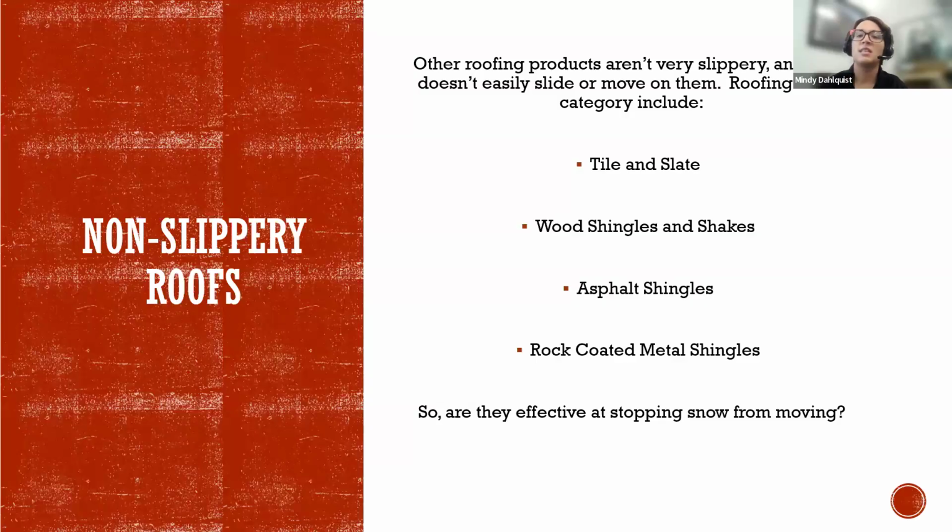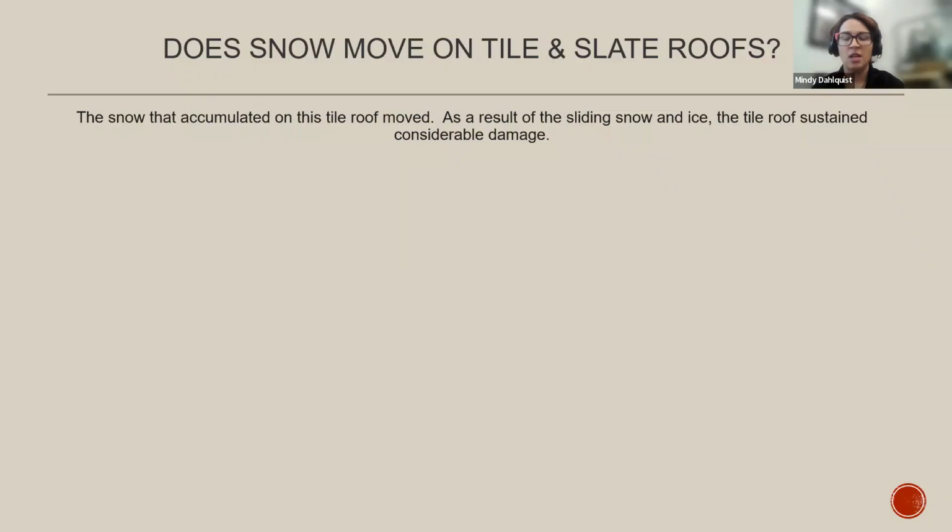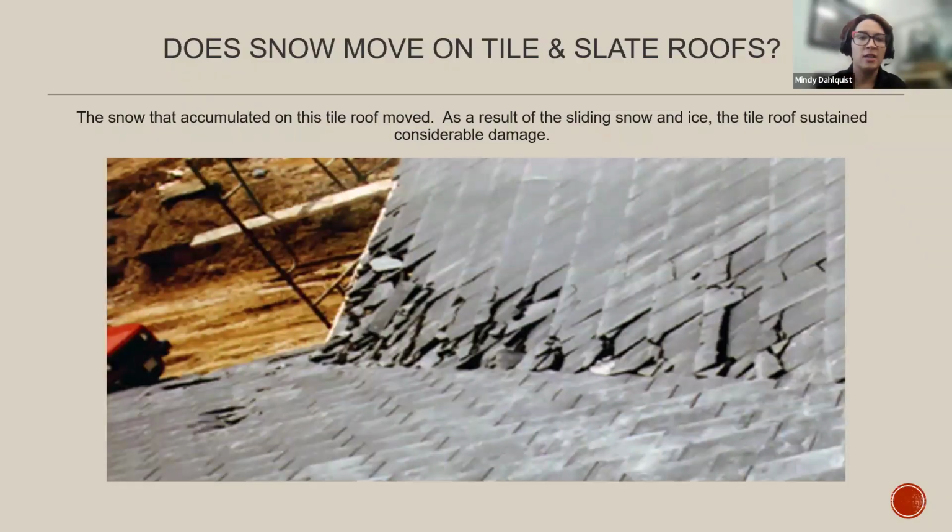Other roofing products that are not as slippery are going to include tile and slate, which actually can be quite slippery, but still fall a little bit more into this category. Wood shingles and shakes, asphalt shingles, and rock-coated metal shingles. So the tiles and slate, this is something that can be very, very damaged by the snow and ice sliding on the roof, as you can see in this photo.